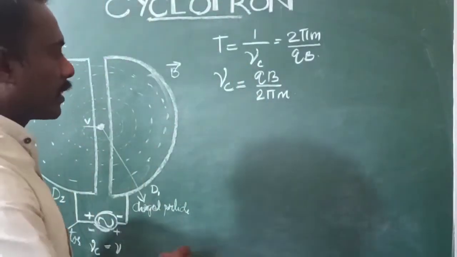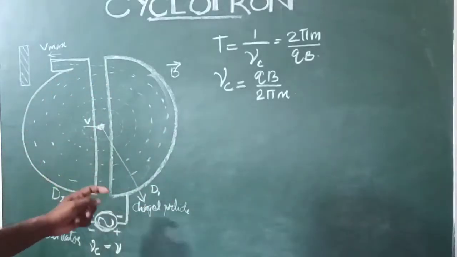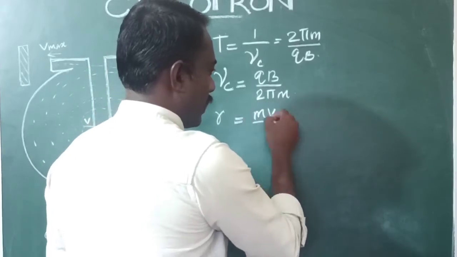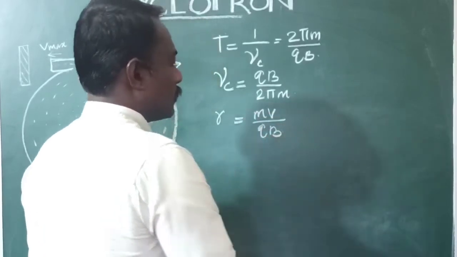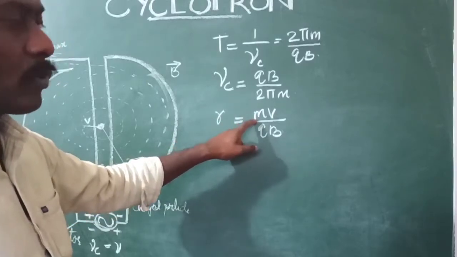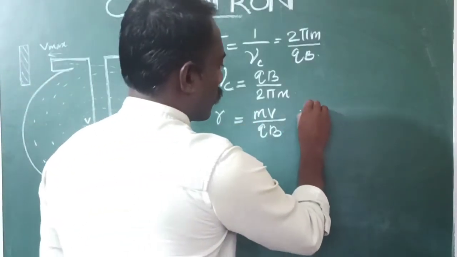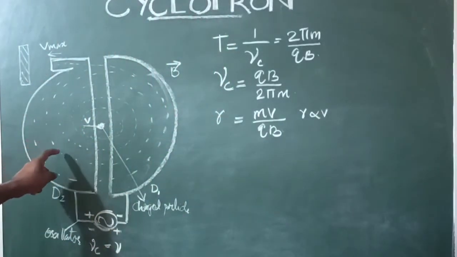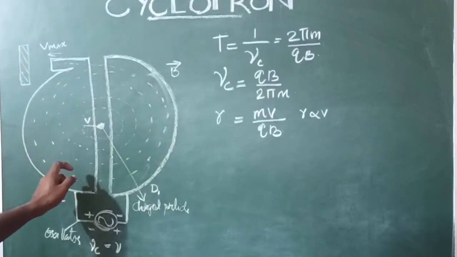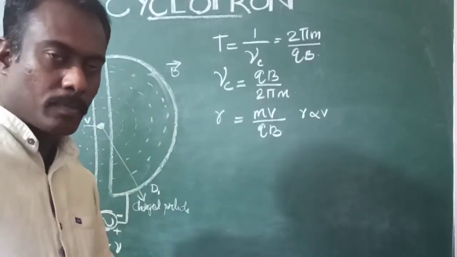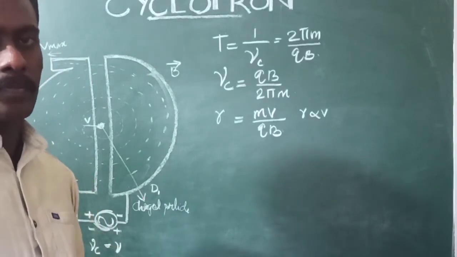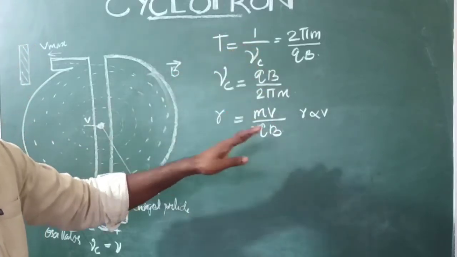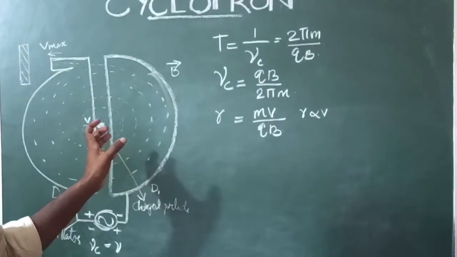We have also learned that the radius of the circular path followed by the charged particle is R equal to mv divided by qB. From this equation, the radius of the particle is directly proportional to the speed of the particle. That means when the speed of the particle increases, the radius of the charged particle also increases. So they are directly proportional to each other. And these two assumptions we are going to use in this cyclotron.